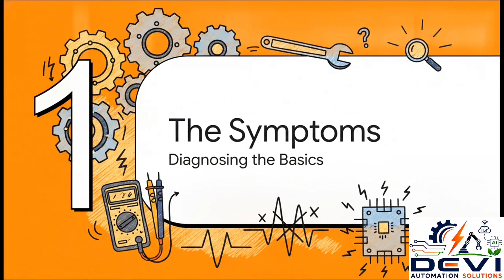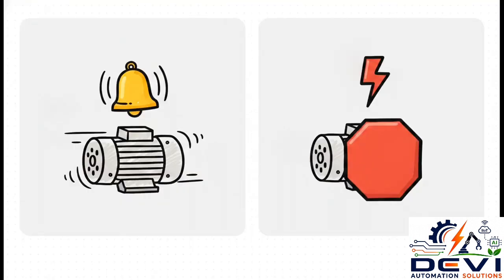Section 1, the symptoms. Let's quickly diagnose the absolute basics of VFD protection. Right off the bat, there's a crucial distinction between two things that constantly confuse people: an alarm versus a fault. So an alarm is really just a warning. It's an indication. It's basically the VFD tapping you on the shoulder saying, hey, something's slightly off here. You might want to look at this. Crucially, the machine keeps running.